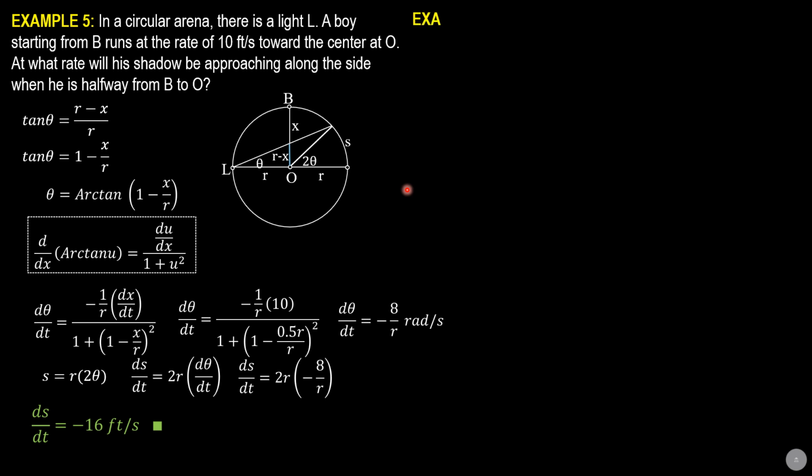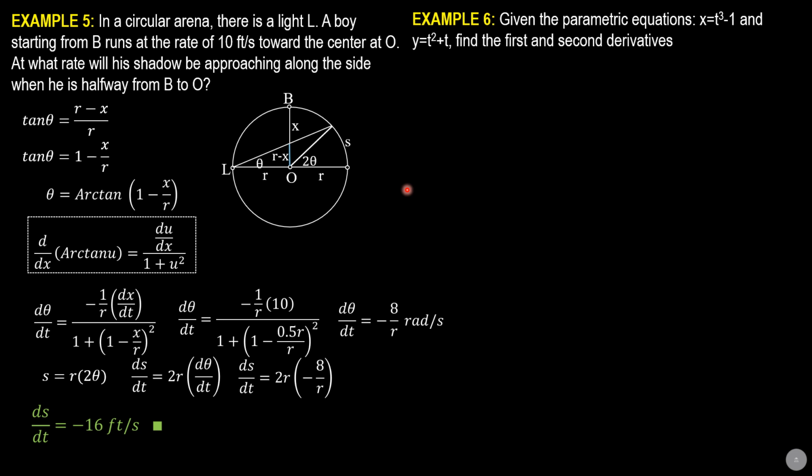Then for the next problem, example 6, given the parametric equations x equals t cubed minus 1 and y is t squared plus t, find the first and second derivative.